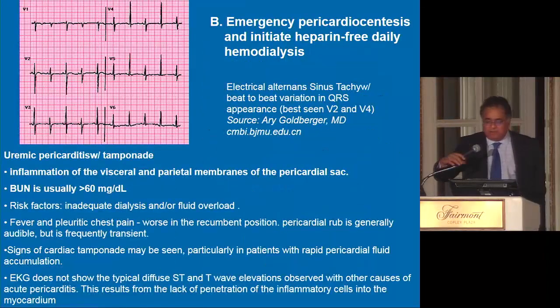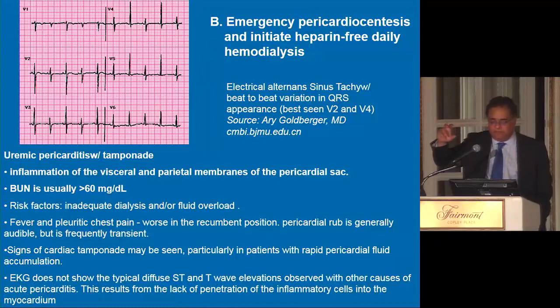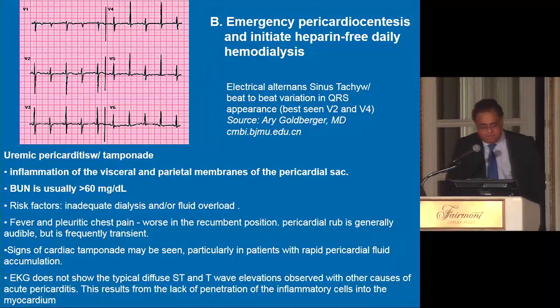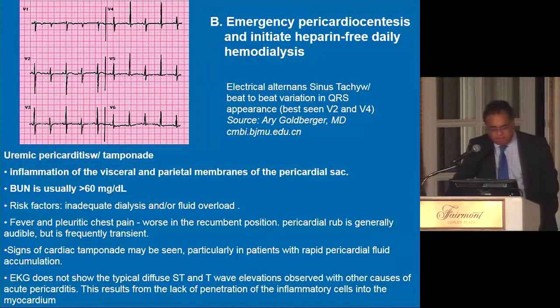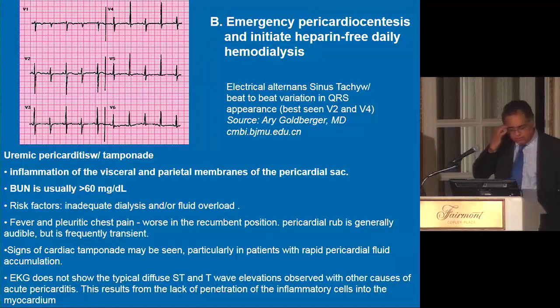So this is emergency pericardiocentesis and initiate heparin-free daily dialysis. The electrocardiogram shows electrical alternans, sinus tachycardia with beat-to-beat variation in the QRS appearance. And it's best seen in V2 and V5, and you can see that here. Now, pericardial inflammation from uremia resulting in tamponade, what are the things you need to know?